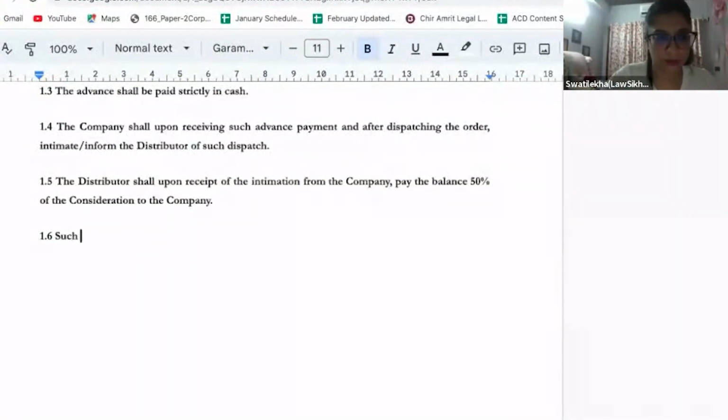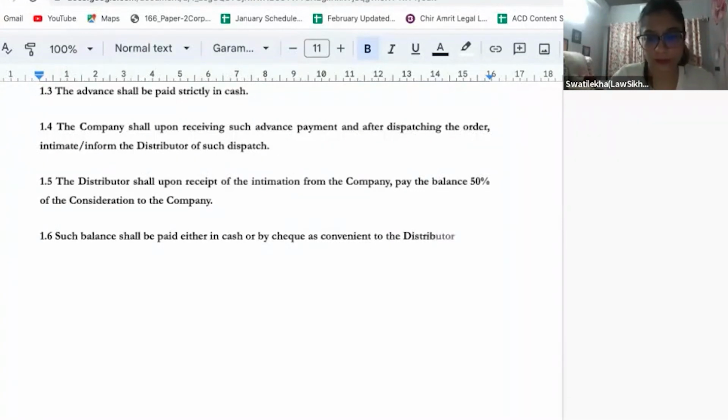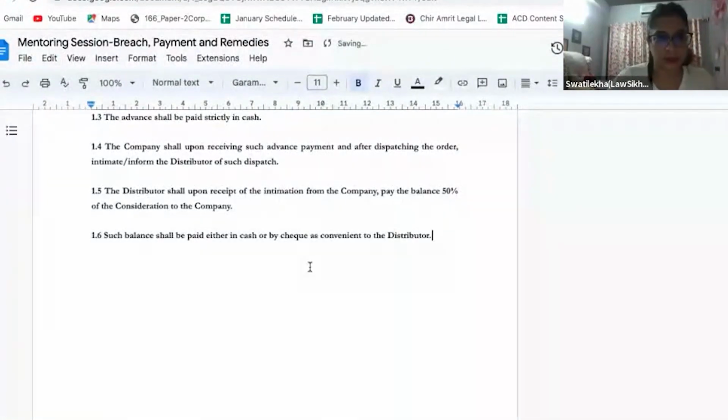such balance shall be paid either in cash or by check as convenient to the distributor. Okay, so this is how I drafted the clause.